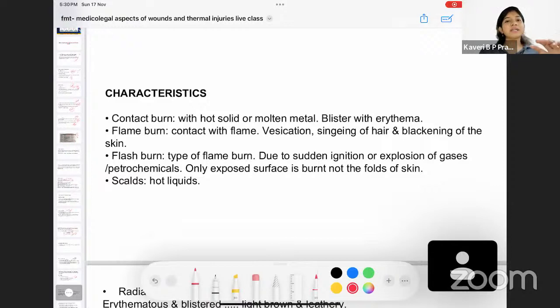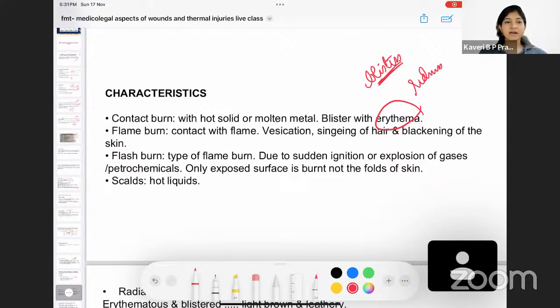Now, coming to contact burn, when you come in contact with a hot solid or a molten metal, a lot of blisters develop on the skin, and also there is erythema. What is erythema? Erythema is nothing but redness around the surface of the blister. So this is nothing but contact burn. The skin comes in contact with hot metal, and you get blisters and erythema. If I have to give you a simple example, when you touch a hot vessel in your kitchen, you get that redness and blister on it. This is nothing but contact burn.